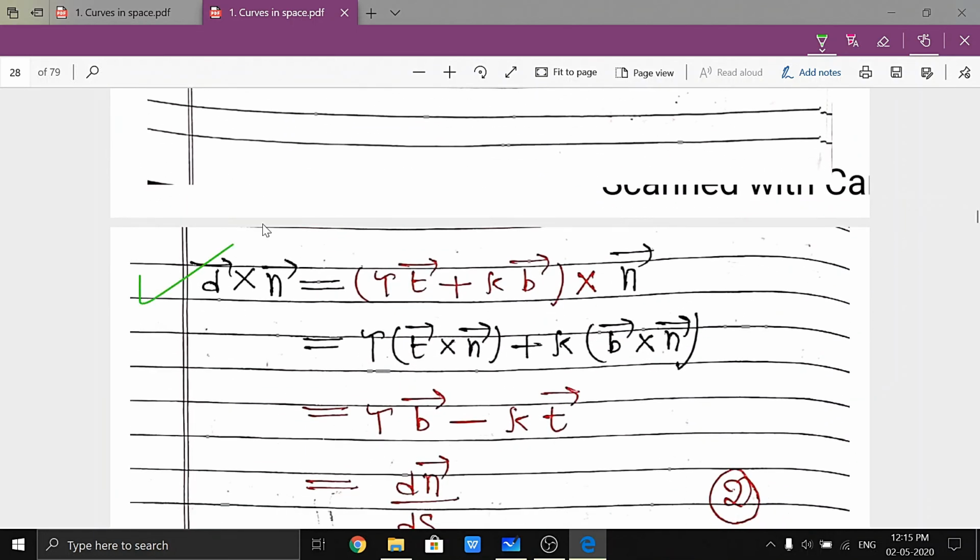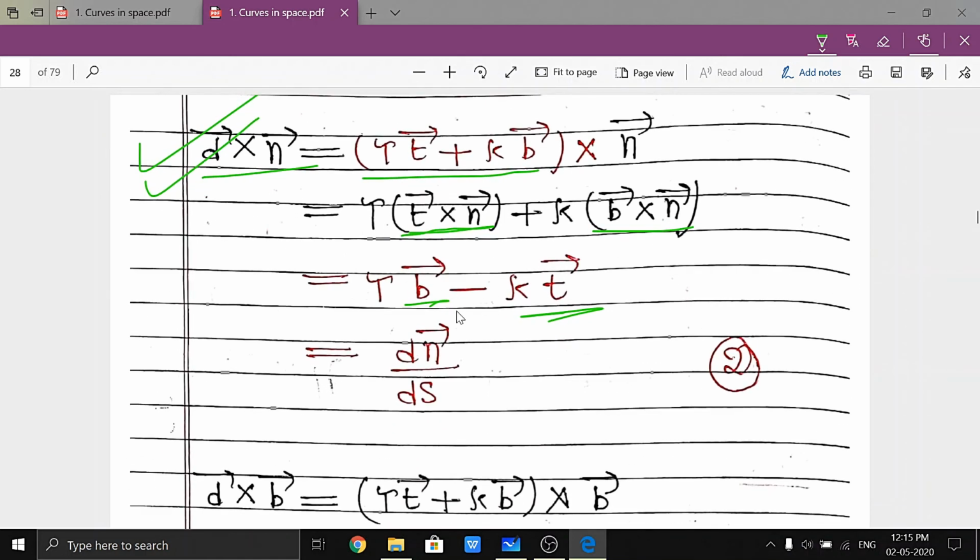Similarly, in the second case, we take d cross n, substitute the value of d, and take the cross product. This will be b vector and this will be t vector. So what is its value? Tau b minus kappa t. So this is dn by ds, so it is our second result.